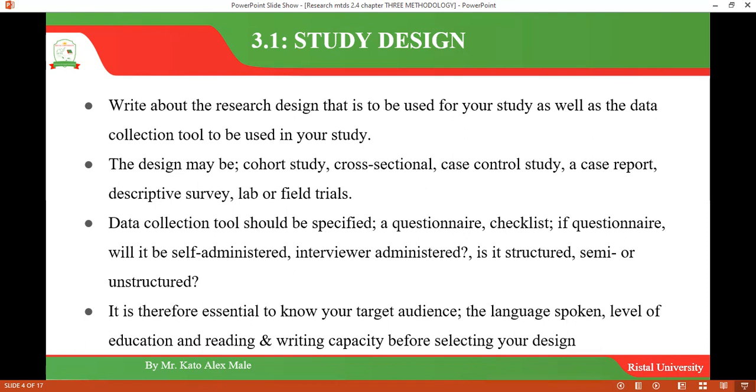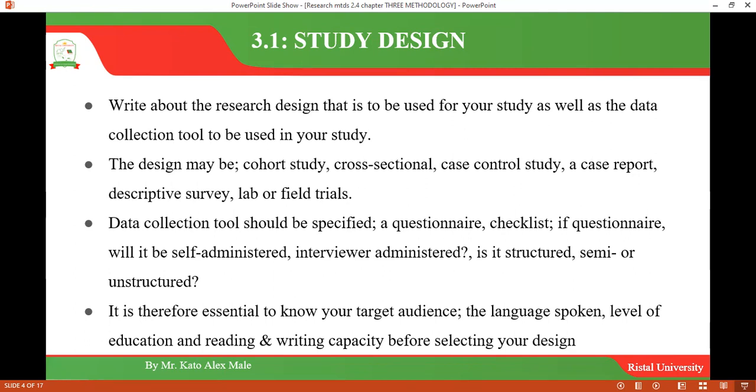For example, in this category, it can be a questionnaire. We can have checklists. If it is a questionnaire, will it be a self-administered questionnaire, that is, will the participant be filling the questionnaire themselves? Will it be interview administered? Will you be the one asking questions and then filling in the questionnaire? You need to specify that. You need to specify the types of questions. Do we have structured, semi-structured, or unstructured questions? I talked about all of these categories when I was discussing research designs in Research Methods 1. So go back and watch that lecture to understand each and everything very well.